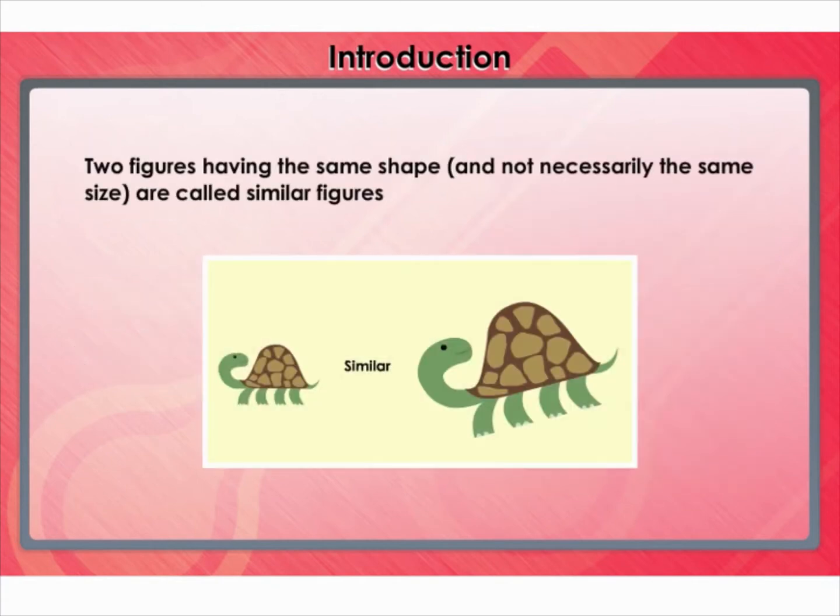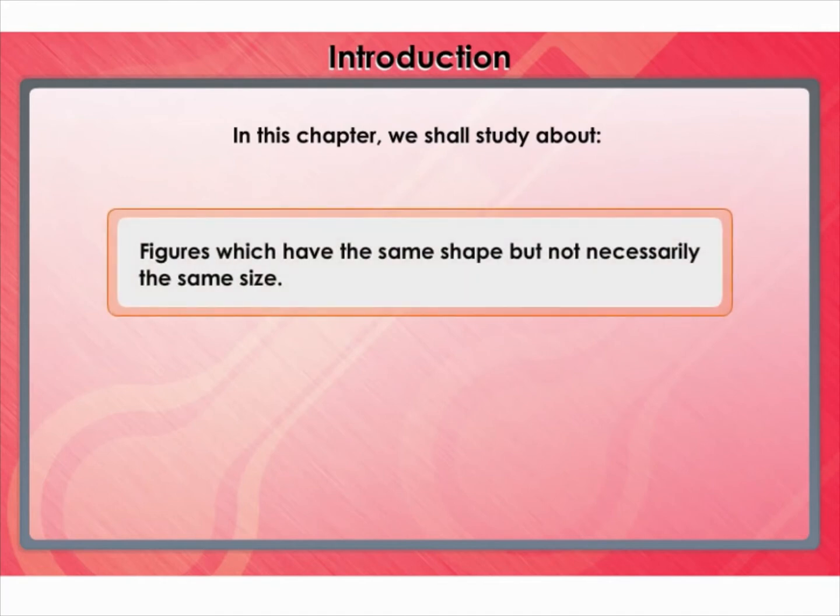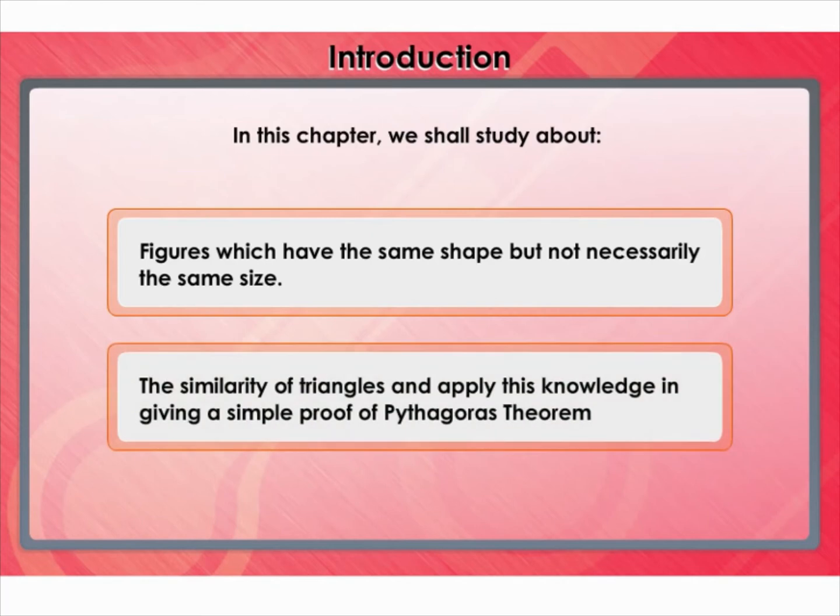Two figures having the same shapes and not necessarily the same size are called similar figures. In this chapter, we shall study those figures which have the same shape but not necessarily the same size. In particular, we shall discuss the similarity of triangles and apply this knowledge in giving a simple proof of Pythagoras' theorem learnt earlier.